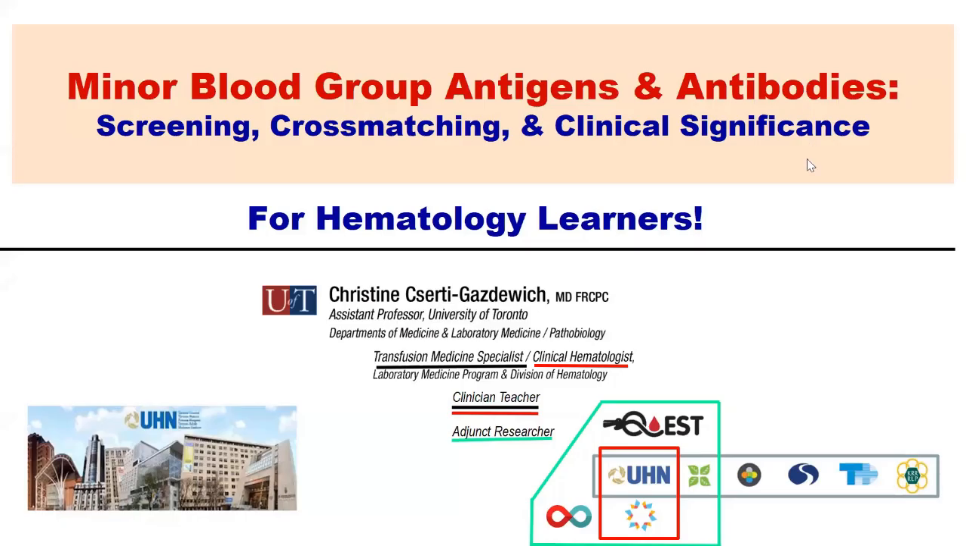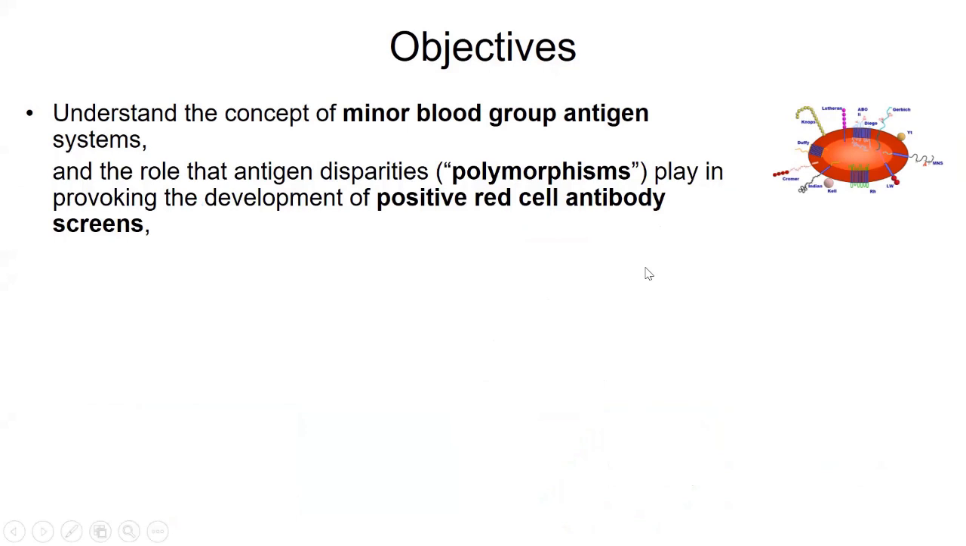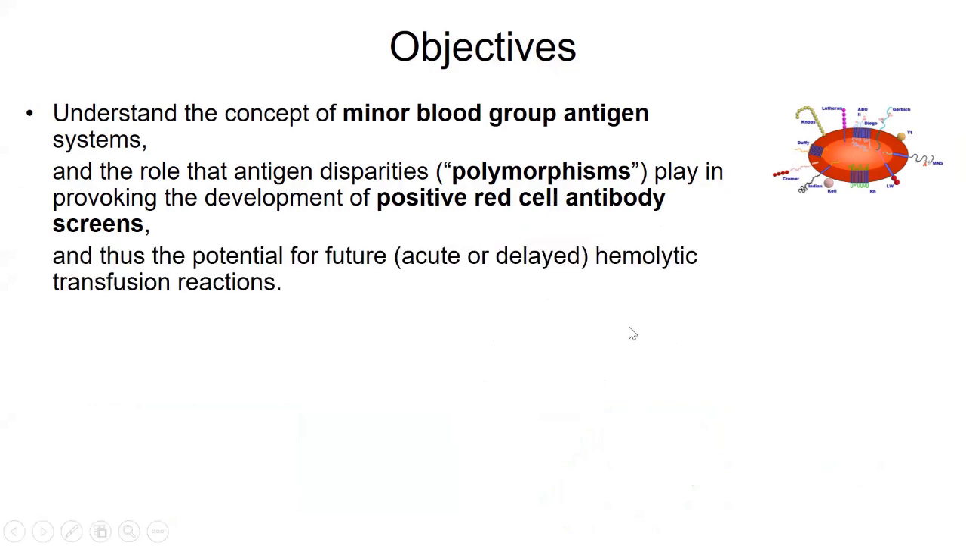Welcome to this session on minor blood group antigens and antibodies. This is about screening, cross-matching, and the clinical significance of these antigens and antibodies. The objectives will be to understand the concept of minor blood group antigen systems and the role that antigen disparities or polymorphisms within them play in provoking the development of positive red cell antibody screens, and hence the potential for future acute or delayed hemolytic transfusion reactions or hemolytic disease of the fetus and newborn.